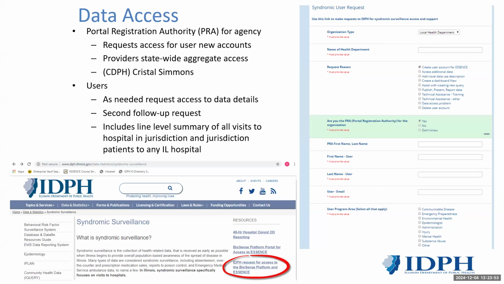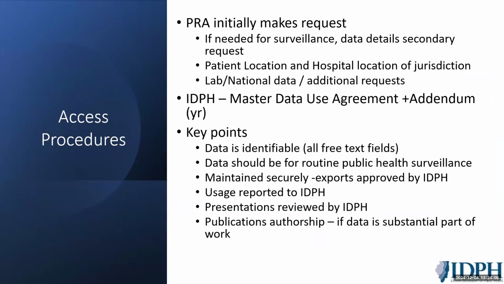You would request it yourself, and we can create access based on rules of hospital visits in your jurisdiction or people who reside in your jurisdiction. I'm not going to spend any more time on this right now, but just know that it's the Portal Registration Authority, and there are links if you need to know how to access the syndromic surveillance data. Let me know. If you've already signed the master DUA, we're good to go. There are a few other forms you have to sign, a little bit more information. I'll provide you with some training. This is what I just said, so we can go on.